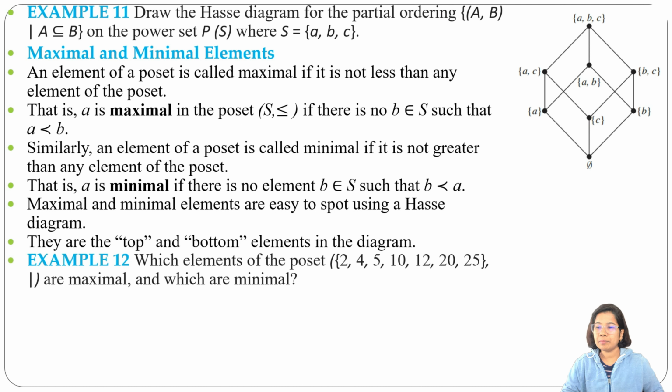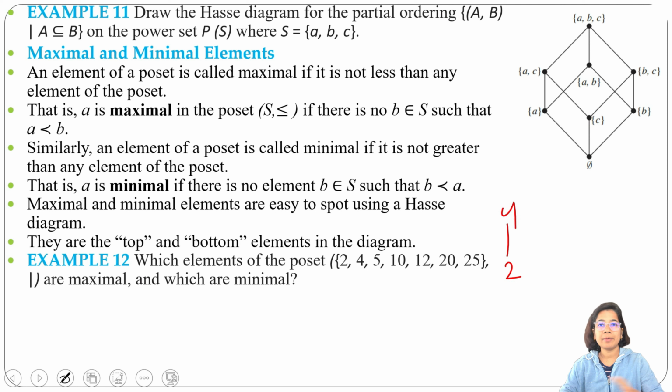Let's see one example. Example 12. Which elements of the poset 2, 4, 5, 10, 12, 20, 25, with the relation being division, are maximal and which are minimal? First we need to draw the Hasse diagram. So starting from 2, 2 divides 4. So 4 will cover 2.